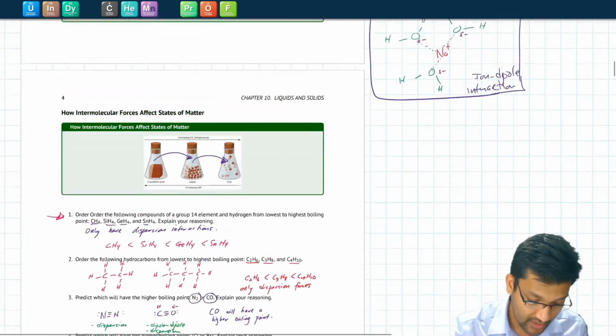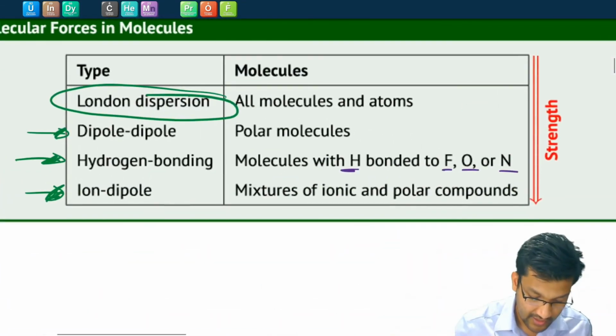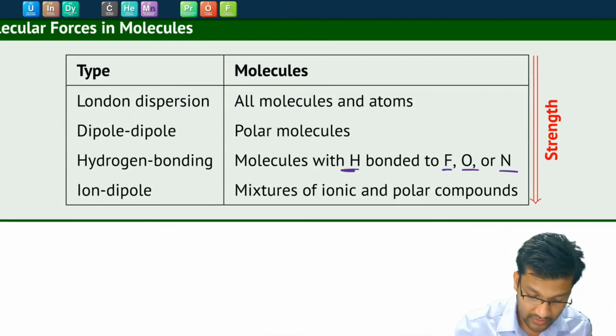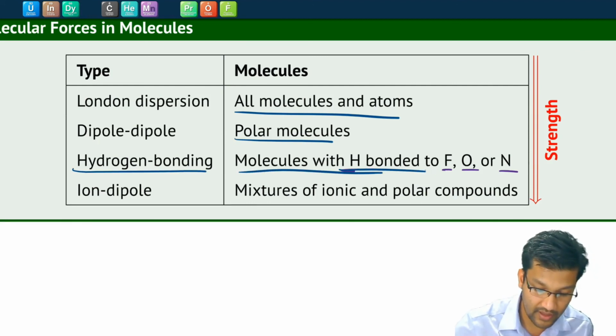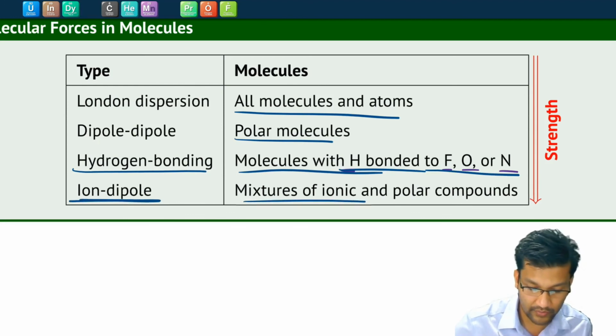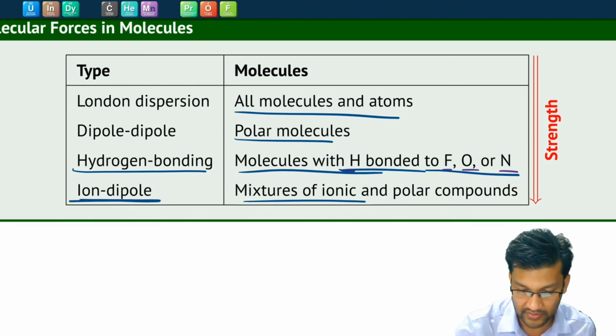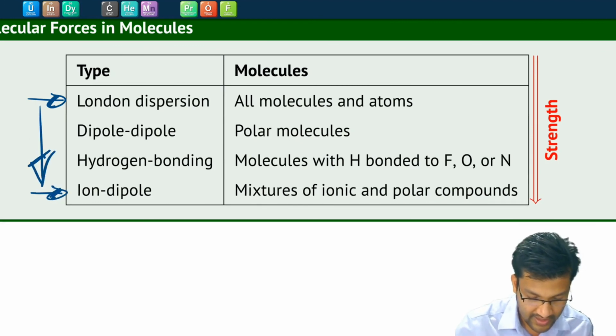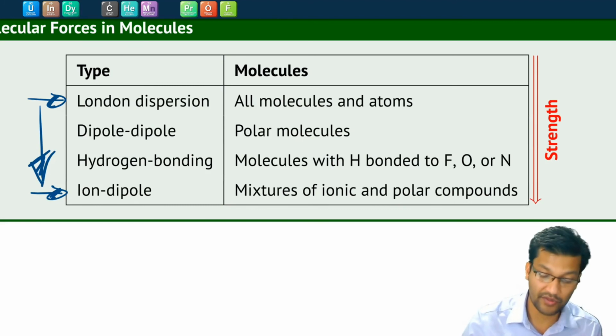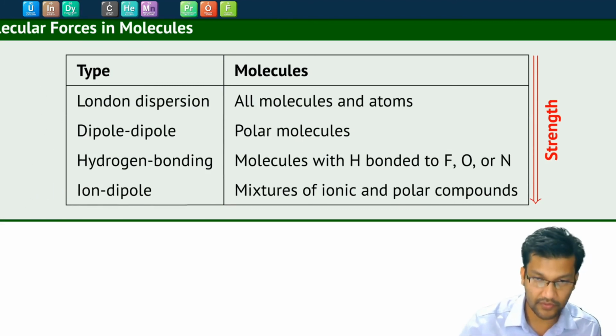So to summarize this section, we talked about 4 intermolecular forces: London dispersion, which happens in all molecules and atoms; dipole-dipole, which only happens in polar molecules; hydrogen bonding, which only happens in molecules with hydrogen bonded to either fluorine, oxygen, or nitrogen; and ion dipole, which only happens with mixtures of ions and polar compounds. The order here is the strength is weakest for London dispersion and strongest for ion dipole, and it goes down this way. And molecules could exhibit more than one type of intermolecular forces. The strength of the intermolecular forces determines whether these are going to be solids or liquids or gases and what their melting and boiling points are.